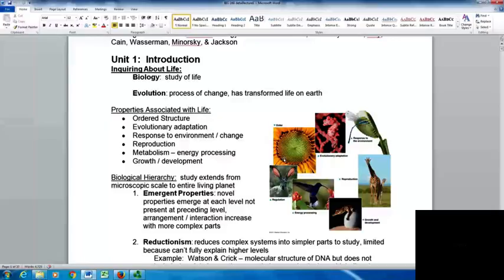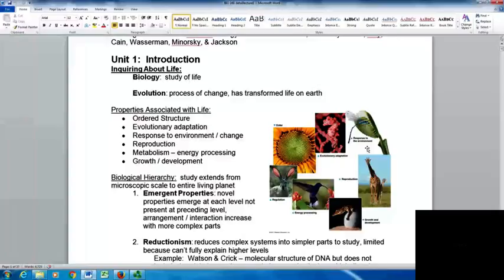You'll see evolutionary adaptation. Things that are alive have adapted and modified over time. They're going to respond to their environment and change in response to environment. So in this picture to the right, it's showing the Venus flytrap responding to an insect landing. We respond to our environment many different ways. One way that you would respond is if it's cold, you're going to shiver.